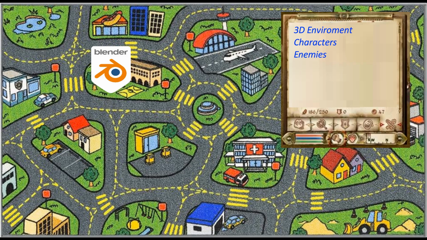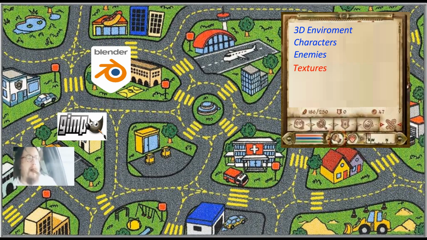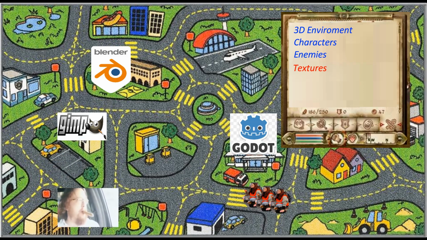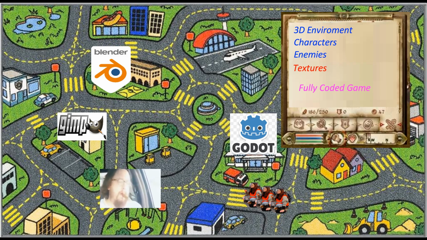Here's our overview. We're going to build a 3D environment and characters in a program called Blender. We will then use GIMP, General Image Manipulation Program, to texture this environment and our models. We will then export this environment plus models to our game engine called Godot. Here we will build and code our game.